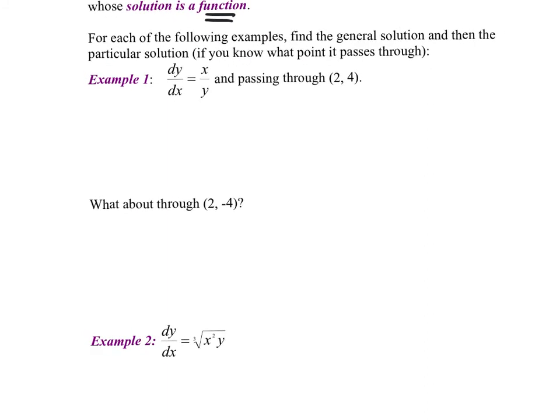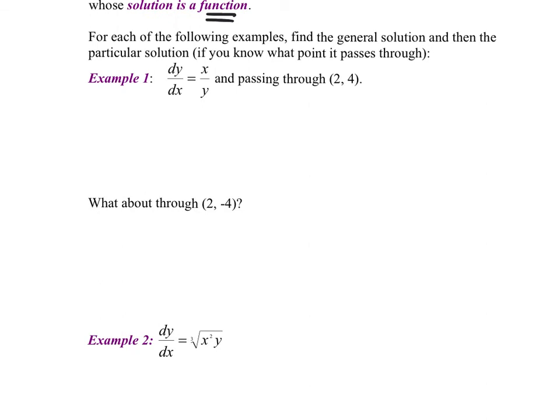This will be a pretty interesting example. All right, so first thing that I want to do is separate my variables. I'm going to separate the x's and the y's. I'm going to multiply both sides by dx, both sides by dy. So I will get y dy is equal to x dx. You can see that I've got a function in terms of y times dy, a function in terms of x times dx, and now I go to the next step, which is integration.